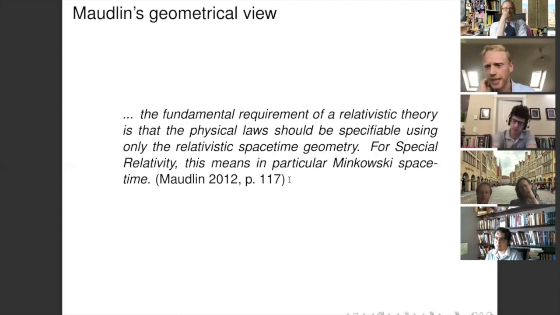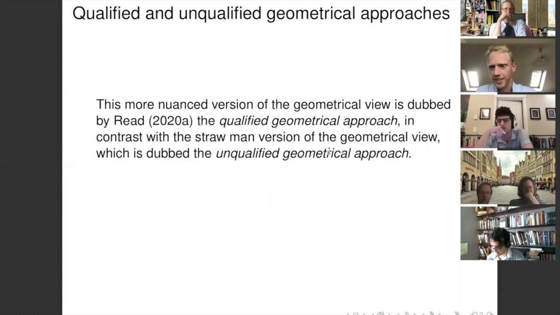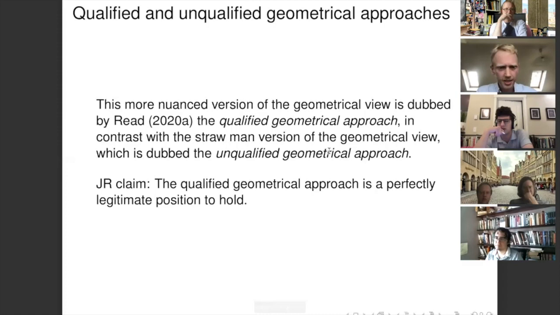Rather, I'm saying, if I have matter which couples to this object, the Minkowski metric, and that's the fundamental requirement of special relativity, then I can use this piece of structure to explain facts about the dynamical laws, namely that they have Poincaré symmetries, and in turn facts about the behavior of matter, namely that physical objects manifest effects like length contraction and time dilation. So this seems to me to be just a way of evading the Brown-Pooley concern. I would call this more nuanced version a qualified geometrical view, in contrast with the stronger version, which I would now regard as a straw man version, which you might call the unqualified geometrical approach. If I stipulate that I'm only interested in couplings to the Minkowski metric, then I can use this thing to explain facts about all special relativistic laws. So I would claim, and if people disagree I'd very much like to hear that from them, that the qualified geometrical view is a perfectly legitimate position to hold.